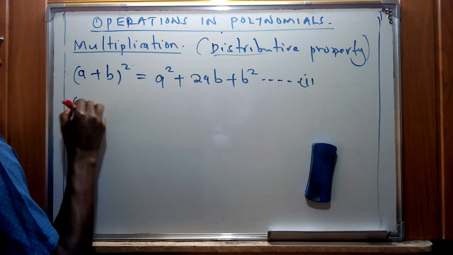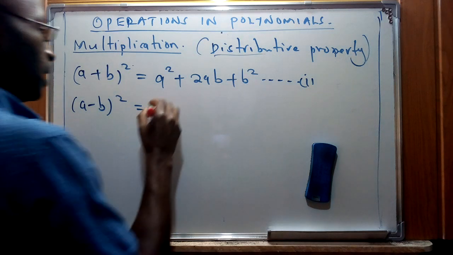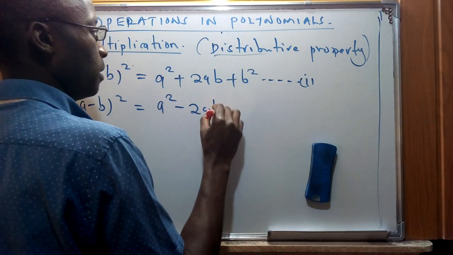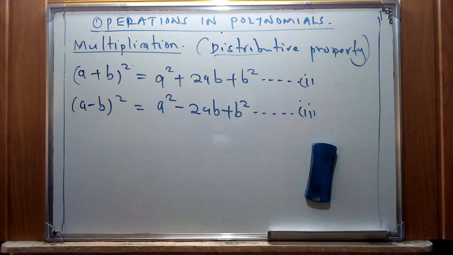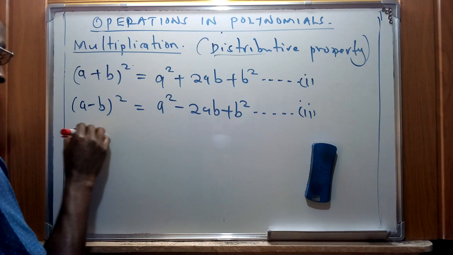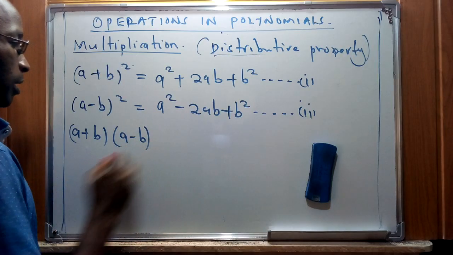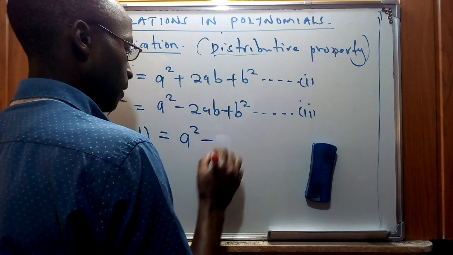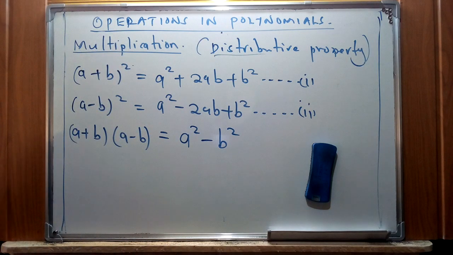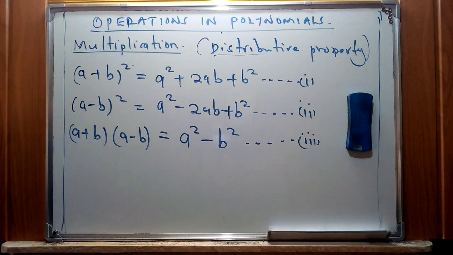And then if we have (a minus b) squared, this is going to give us a squared minus 2ab plus b squared as the second special case. And then suppose we have a product of these two expressions, for addition and subtraction, then this is going to give us the square of a as the first term and the square of b as the second term, with a minus between them.